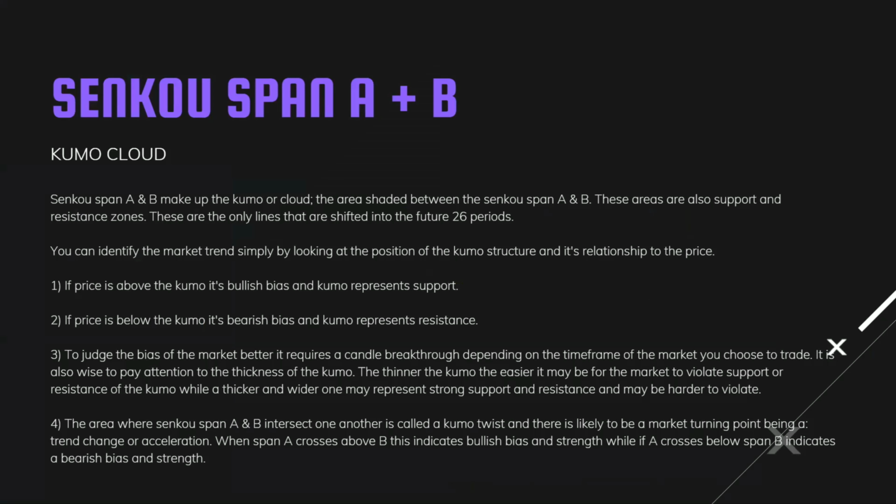You can identify the market trend simply by looking at the position of the Kumo structure and its relationship to the price. If the price is above the Kumo, it's bullish bias, and Kumo represents support. If price is below the Kumo, it's bearish bias and represents resistance. To judge the bias of the market better, it requires a candle breakthrough depending on the time frame of the market you choose to trade.